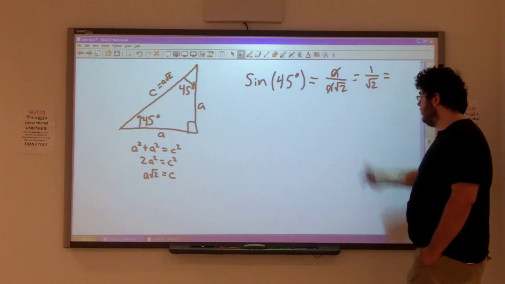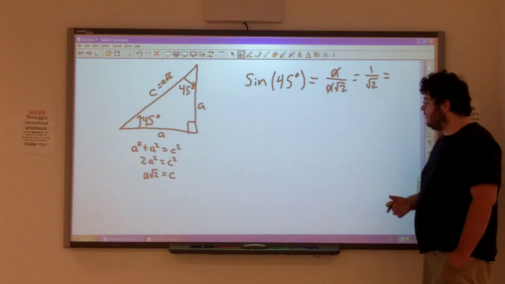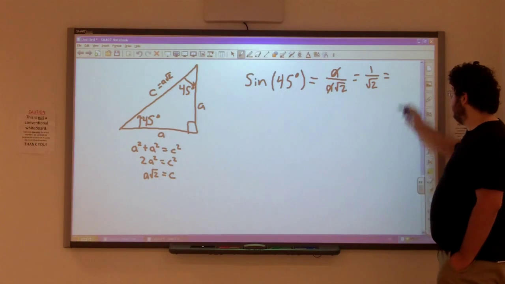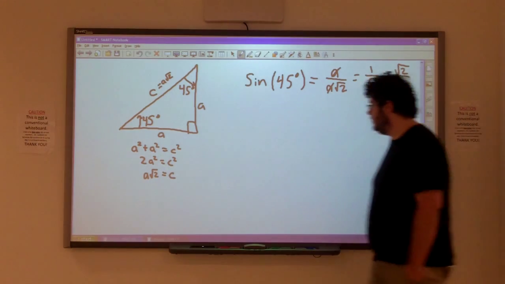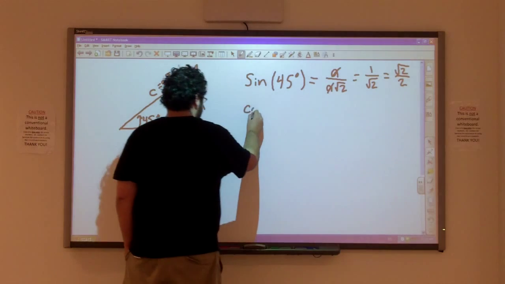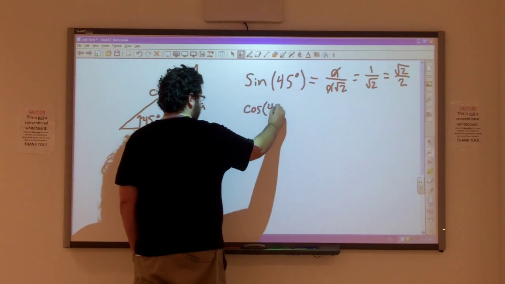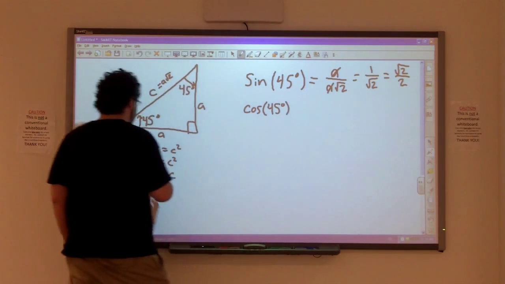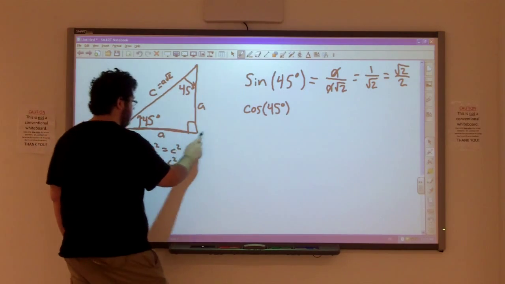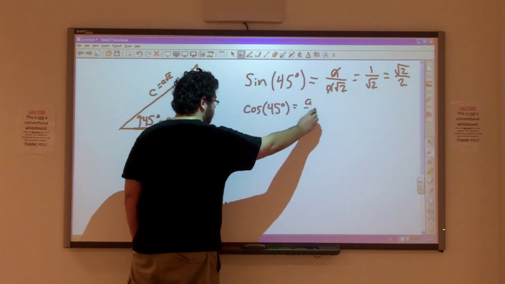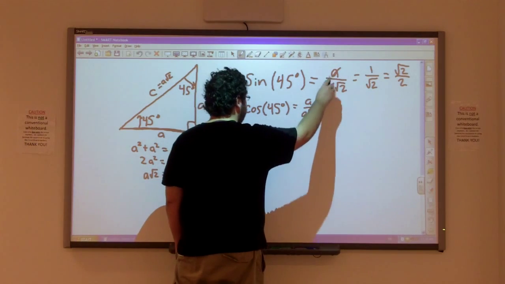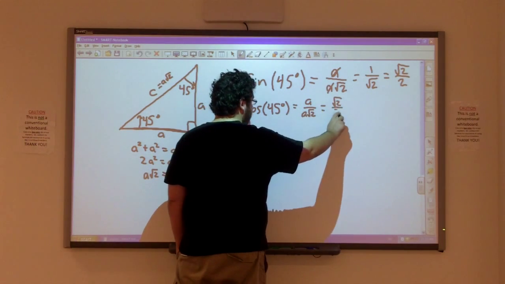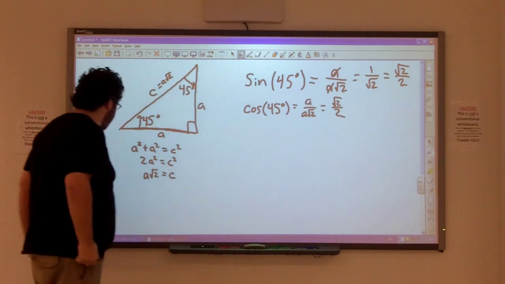But remember, when you have 1 over a root, you need to rationalize it. And when you rationalize it, you get square root of 2 over 2. Let's look at cosine. So we have this length, which is a, divided by the hypotenuse. So you see you get the same thing. And now let's look at the tangent.